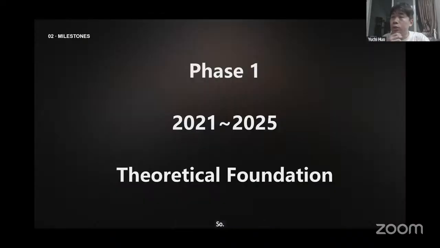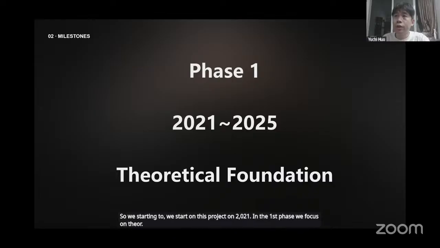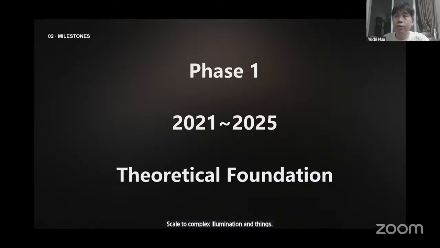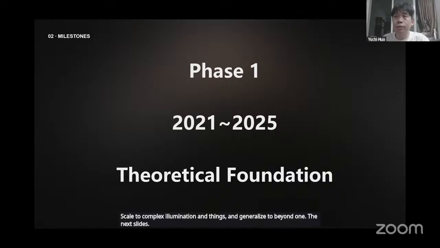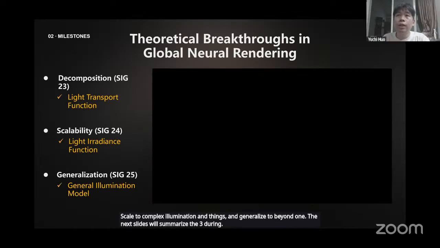So we started this project in 2021. In the first phase, we focused on the theoretical foundation. We asked whether the neural lighting could be decoupled, scaled to complex illumination and scenes, and generalized beyond narrowly trained effects. And the next slides will summarize the 3 milestones that we resolved during this stage.